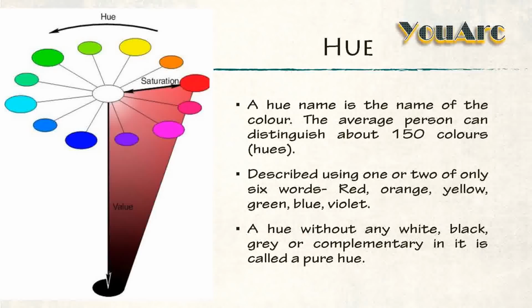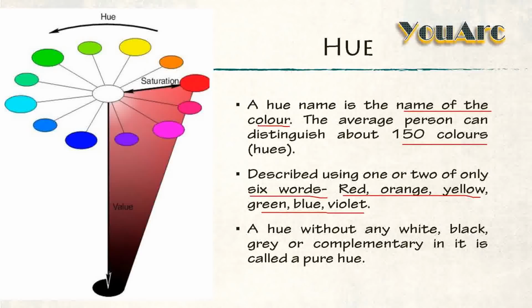Let's see hue in detail. As we already know, hue is the name of the color. The average person can distinguish about 150 colors or hues in his lifetime. Though he can see these 150 hues, we can only describe a hue with 6 words. What are those? Red, orange, yellow, green, blue, violet. With these 6 terms we can describe those hues.